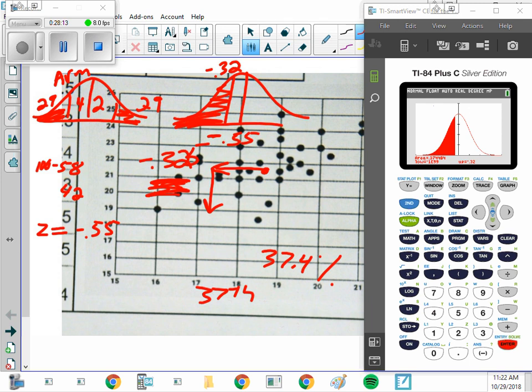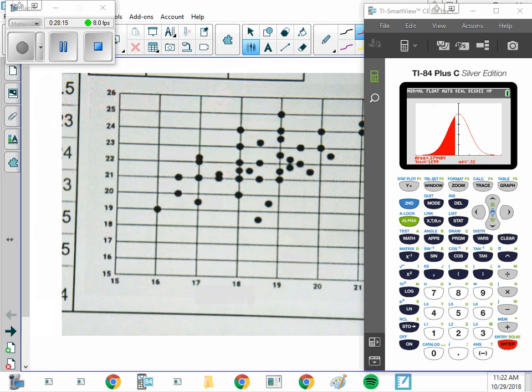All right. That should be everything you need. The last page is a little bit different because your R value is negative, but the idea is the same. So get to work.